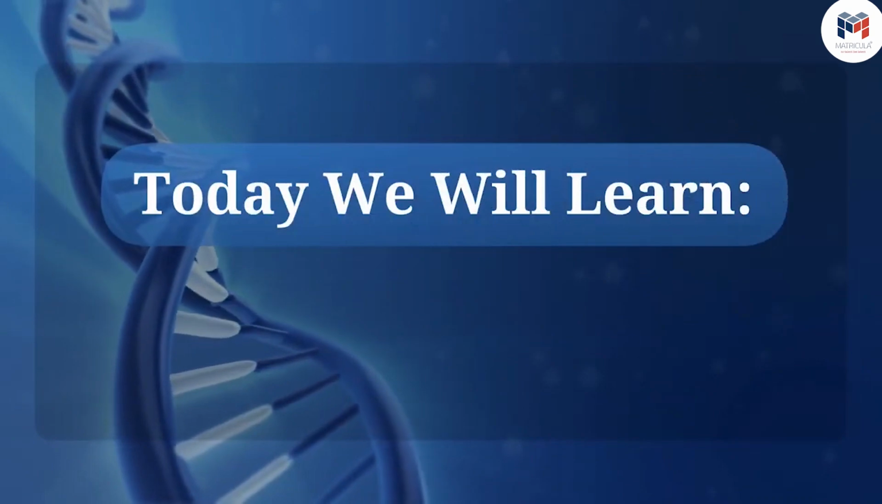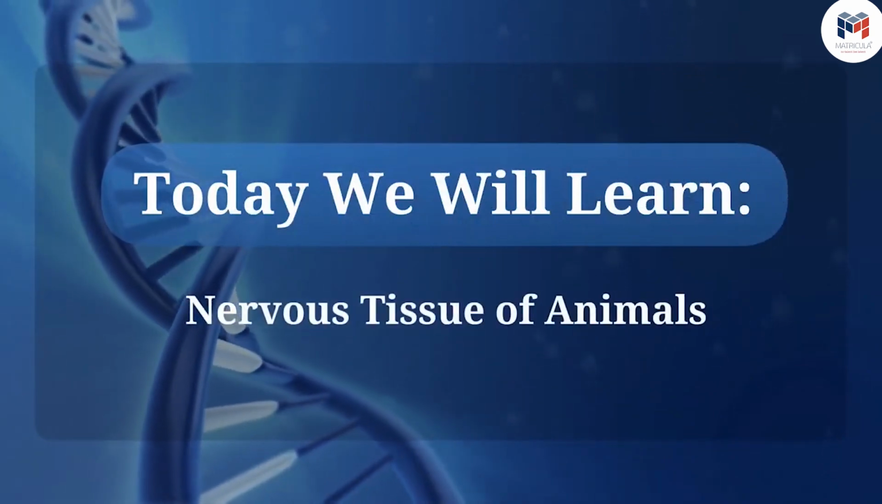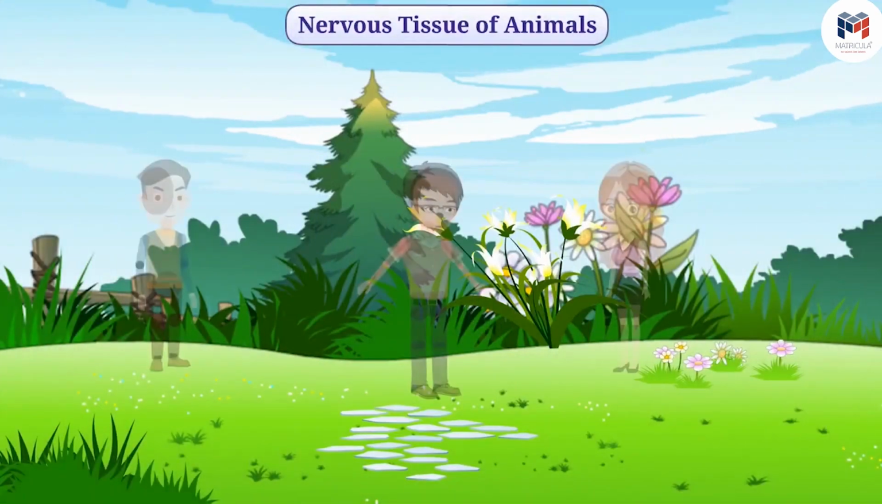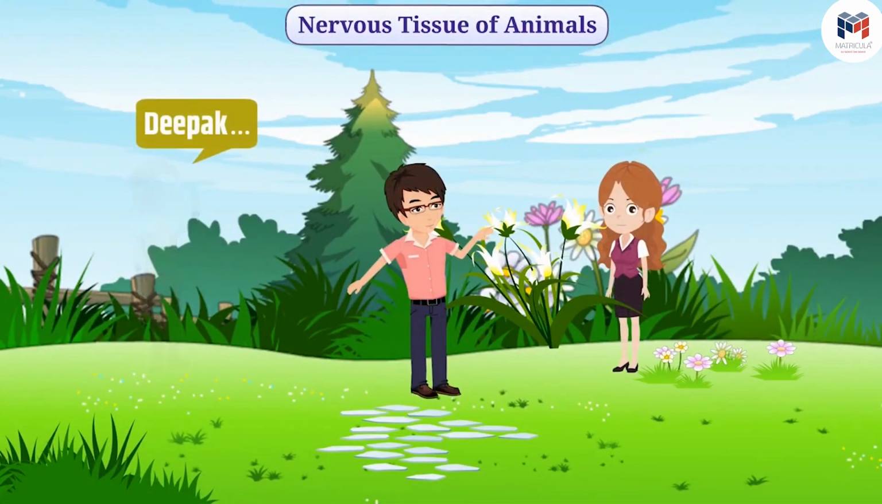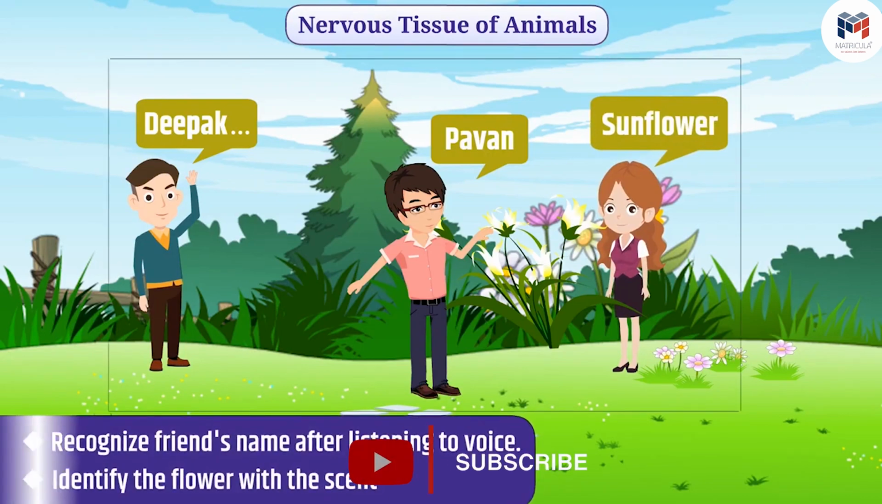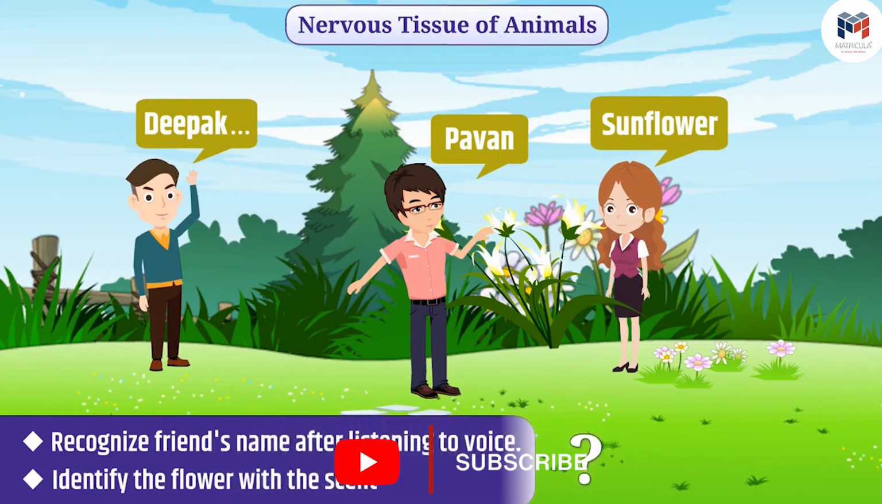Today we will learn about the nervous tissue of animals. We recognize the name of our friend only by hearing his voice. Similarly, only by the fragrance we can identify the flower. Can you tell us how we can do all this? Think.